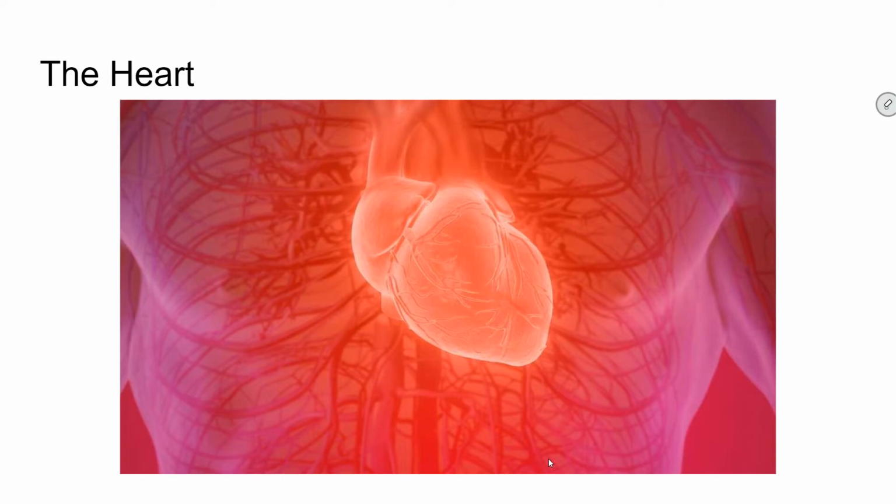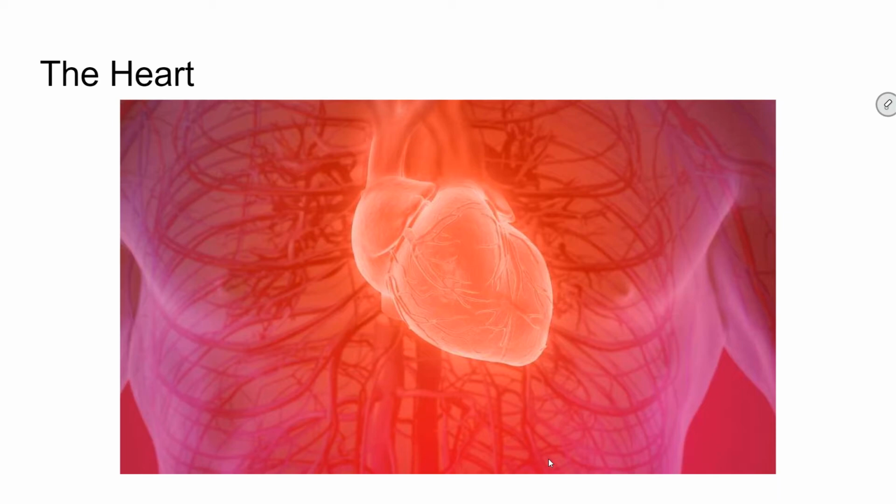And you have two sets of chambers of the heart. You have the atria and the ventricles. The atria are the receiving chambers. The right atrium receives from the body. The left atrium receives from the lungs. And then you have the pumping chambers. The right ventricle pumps to the lungs. The left ventricle pumps to the body.